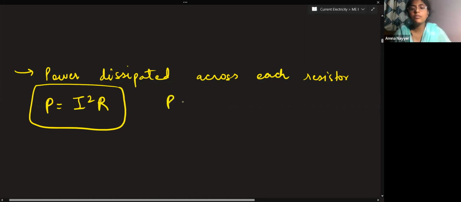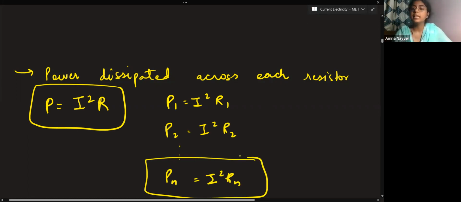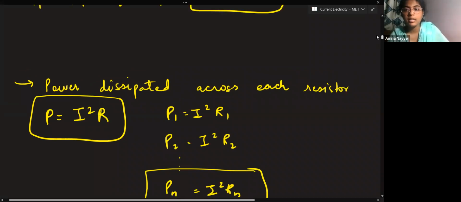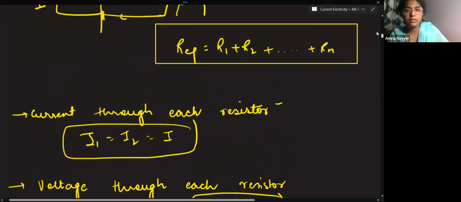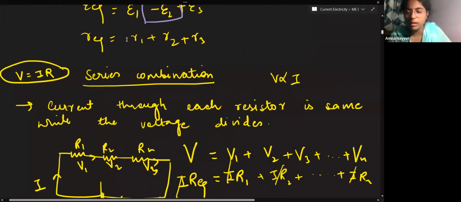So for the first resistor, it becomes I square R1. For second resistor, it becomes I square R2. For nth resistor, it becomes I square Rn. So note down all these things at any step. If you face difficulty, ask me. Let me know whatever doubts you have. Start noting from it, then we'll do a numerical about this.